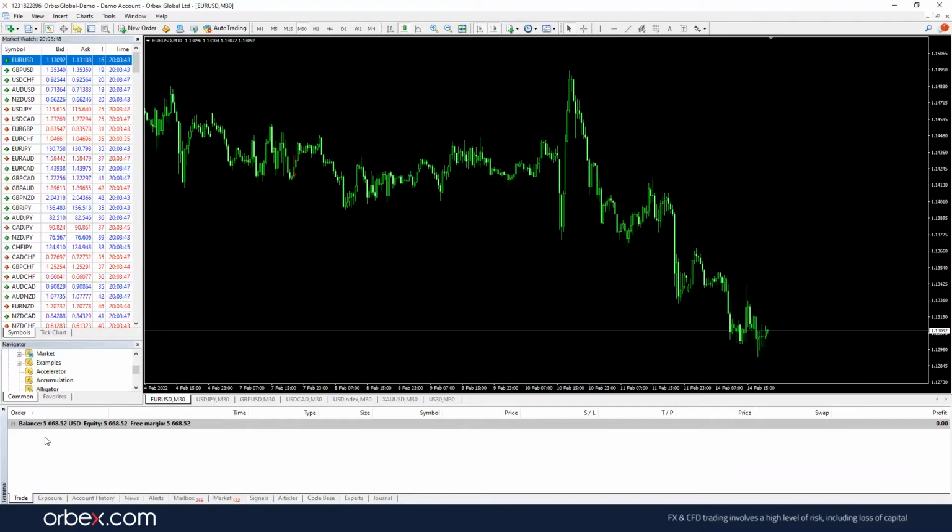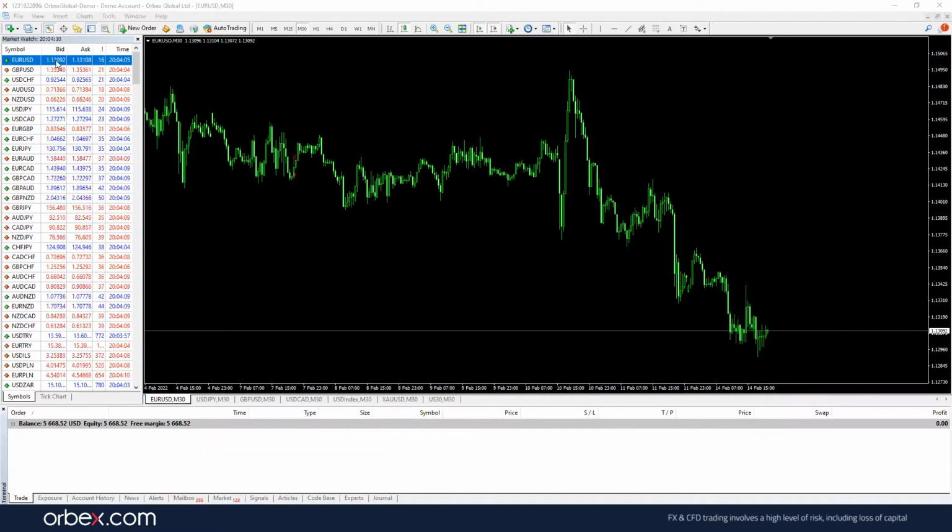I've got a nice balance at the moment, 5,668. I've been trading a few trades in the last week. I started off with $10. No, I'm joking. I started off with $5,000 and I've just built up a little bit of profit based on a few trades that I've done.